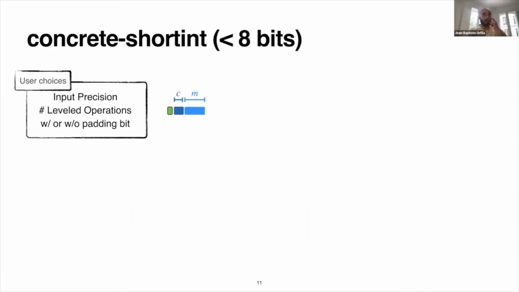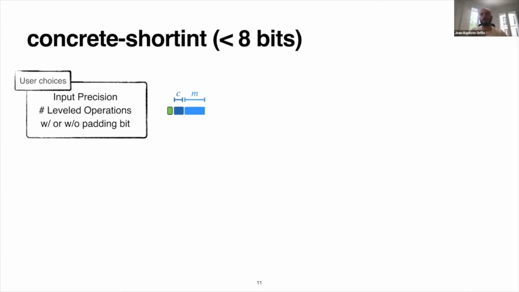So let's have a little look in more detail at the libraries. The first one is concrete-shortint, and in concrete-shortint, we are going to see this as the user view. So the user, when he wants to use concrete-shortint, has to fulfill some information. He has to fulfill the size of the message he wants to compute on, and the number of levelled operations he wants to work with. Plus, he can say whether he wants to work with or without a padding bit.